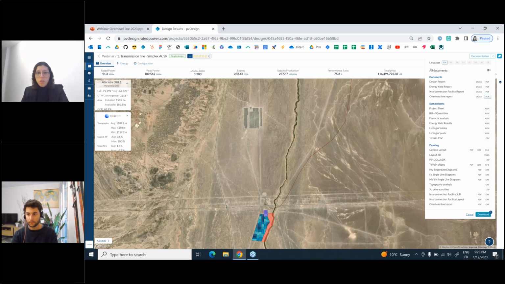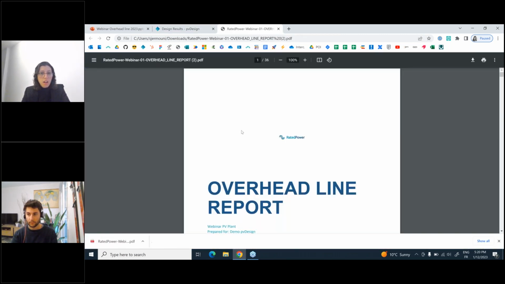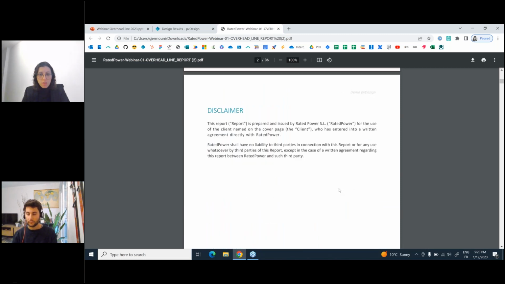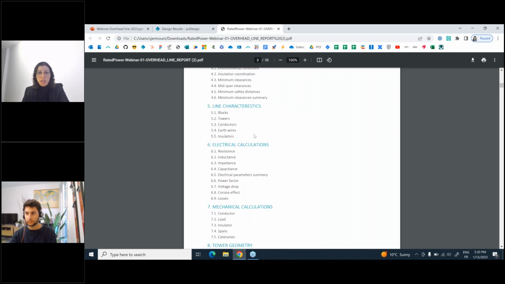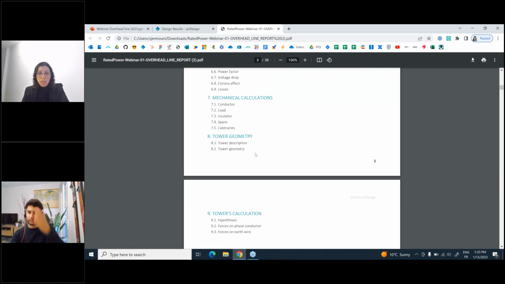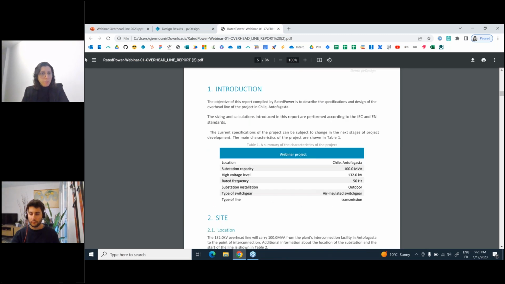So if we download the report, we can go through the sections and see the important chapters that we have and the results that we generate. As you can see here, we have a description of the overhead line, the general considerations of the line characteristics, the electrical calculation, mechanical calculations, the tower geometry, and finally the tower forces. So we can go through them quickly.